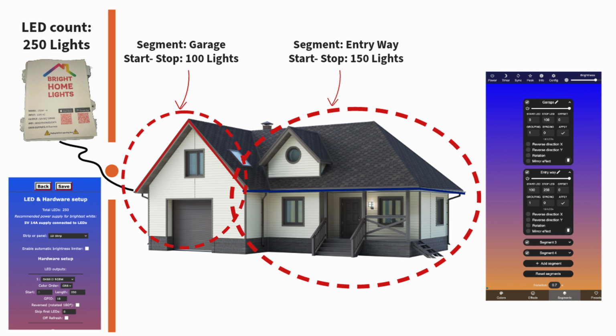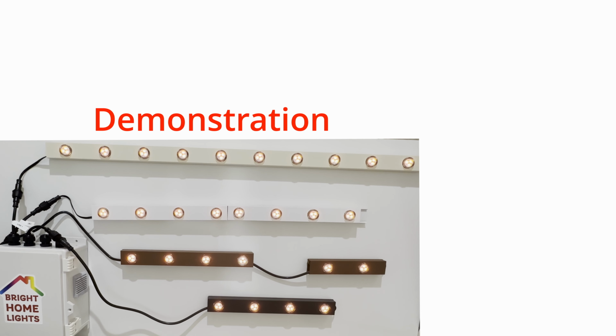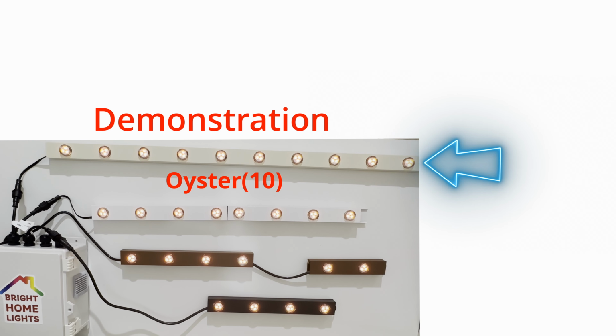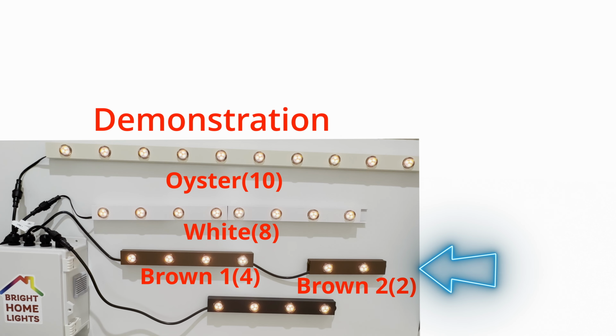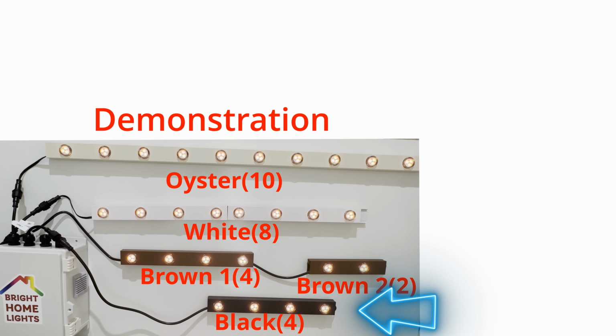For the remainder of this video, please keep in mind the setup of our demonstration. The oyster track comprises 10 lights. The white track consists of 8 lights. The brown track is divided into 2 sections, one with 4 lights and another with 2 lights, totaling 6 lights. The black track comprises 4 lights.